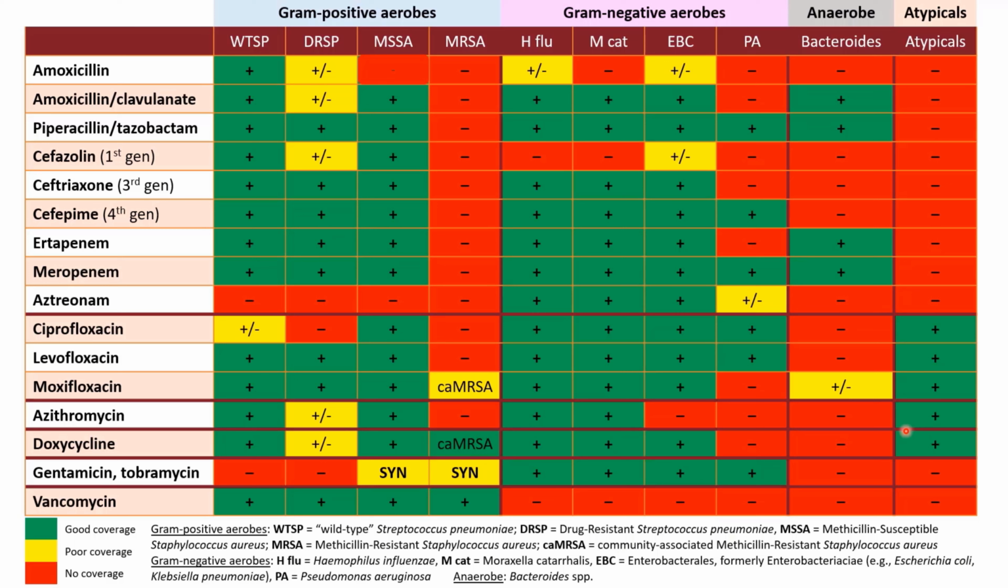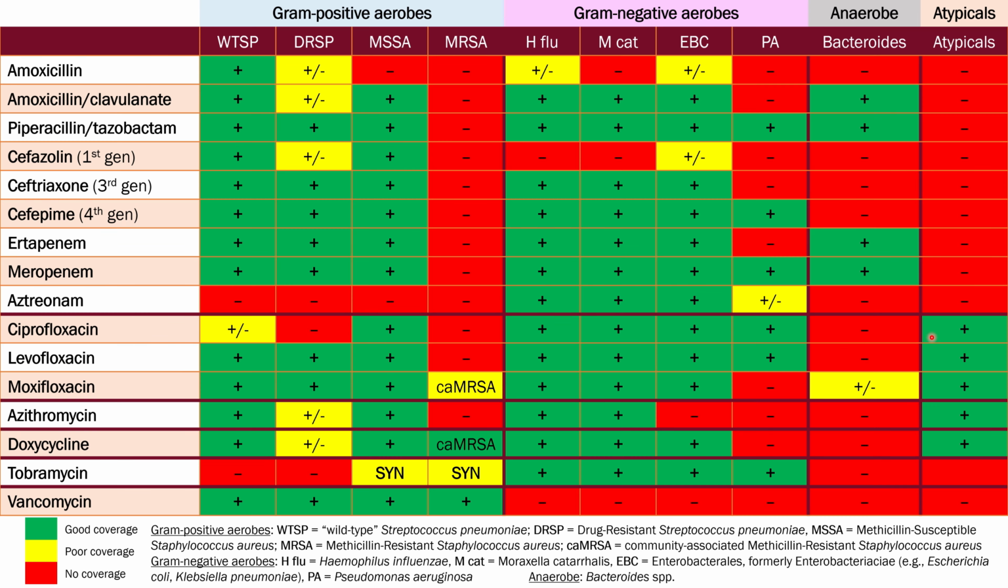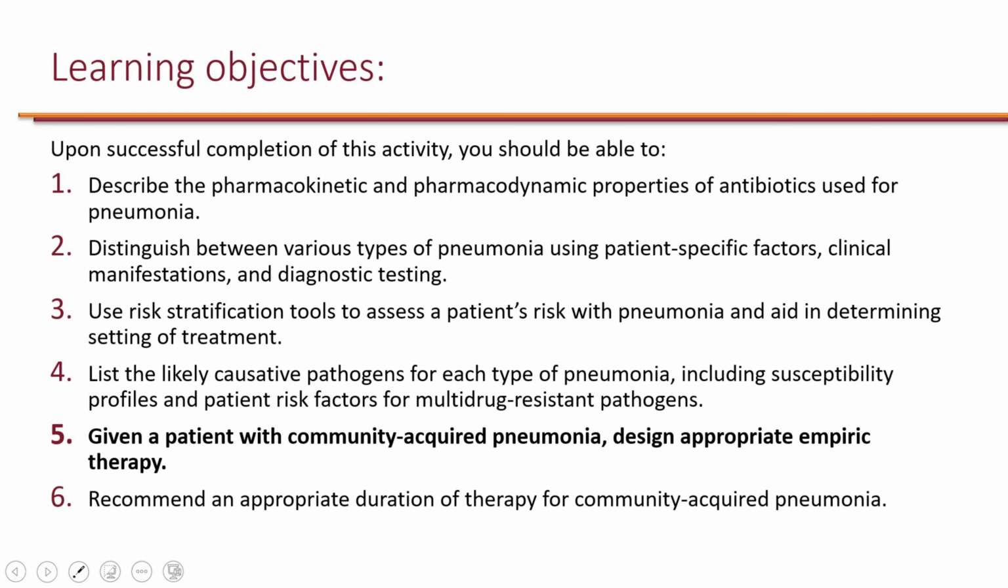antibiotics cover atypicals, in particular fluoroquinolones as well as tetracyclines and macrolides have excellent activity against atypical bacteria. We described the pharmacokinetic and pharmacodynamic properties of antibiotics used for pneumonia and distinguished between various types of pneumonia and used risk stratification tools and listed the likely causative pathogens for each type of pneumonia.